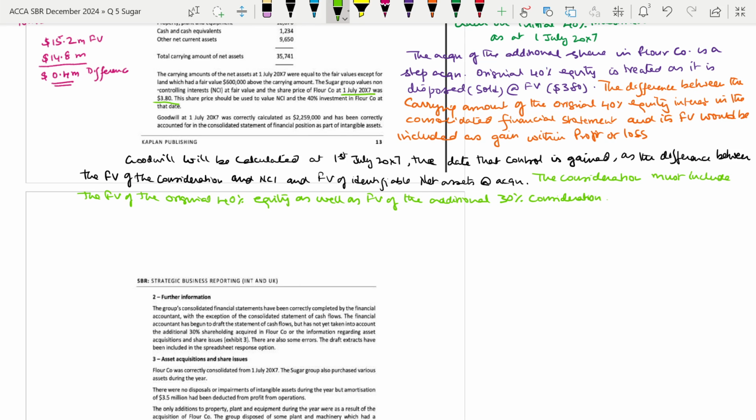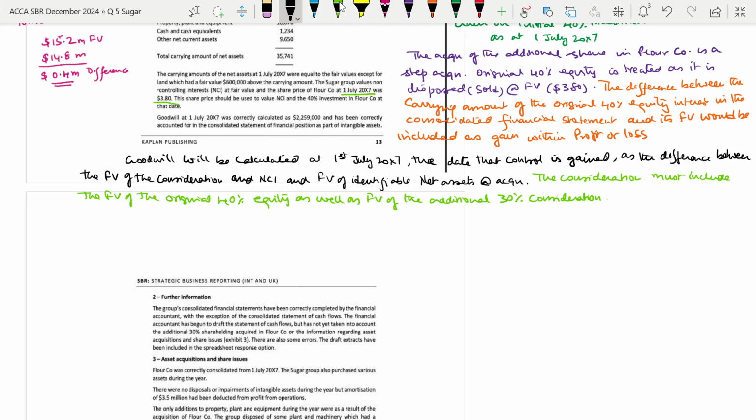Are you clear about this? With your consideration, it becomes 40 plus 30. Stepwise acquisition. When it is a stepwise acquisition, 40 and 30, we should include both. Now, how much is the fair value of NCI? Previously we had the fair value of 30%. NCI is there, no? 30%.